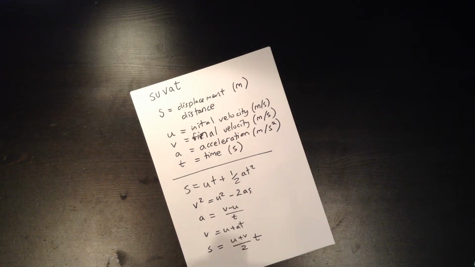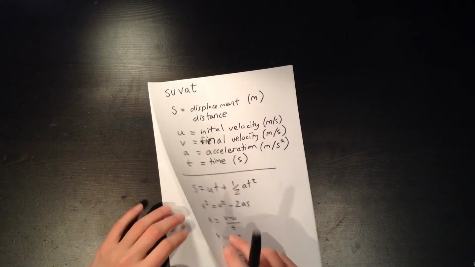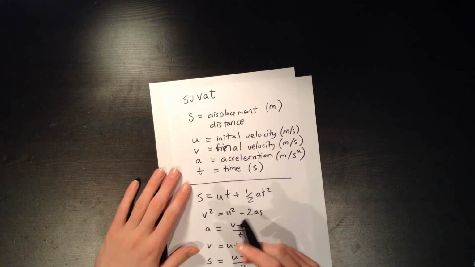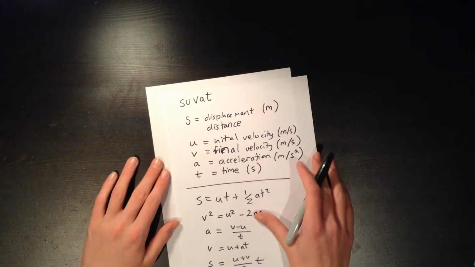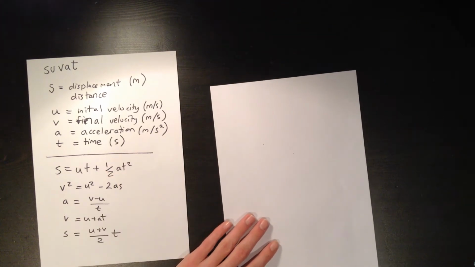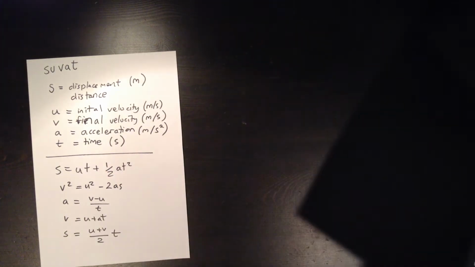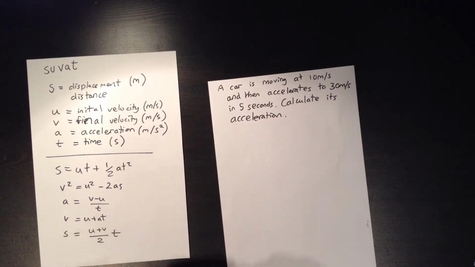So what I'm going to do now is work through 3 examples of things you might find in exams or similar situations surrounding P5, or you might just find them in your lessons. 3 examples for how to use these equations. So first one I've got here is a car is moving at 10 meters per second and then accelerates to 30 meters per second in 5 seconds.